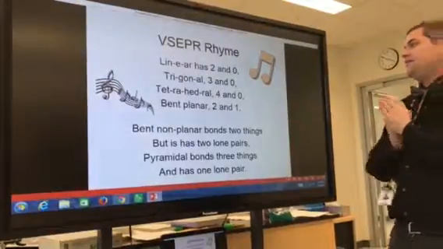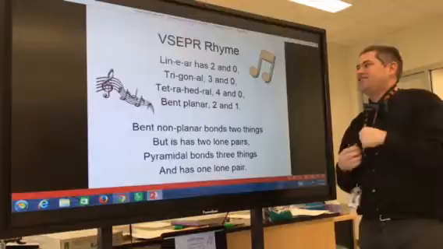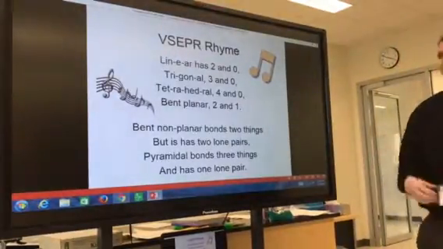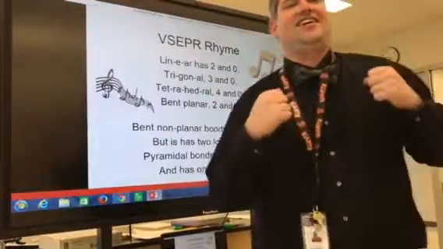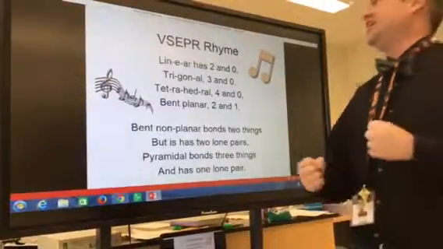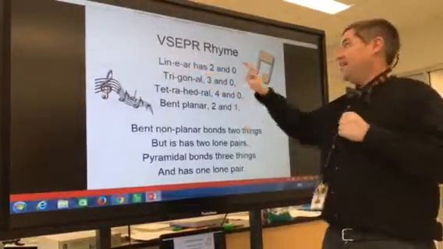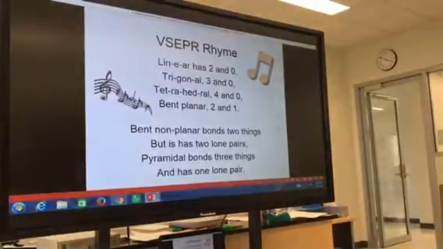This is for rhyme. Linear has 2 and 0. Trigonal has 3 and 0. Tetrahedral has 4 and 0. Bent planar 2 and 1. These are how many bonds are in each one. You're going to have to know that linear has 2 and 0, just like up here.